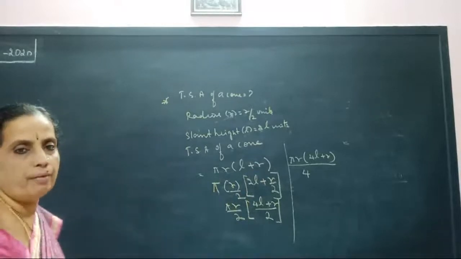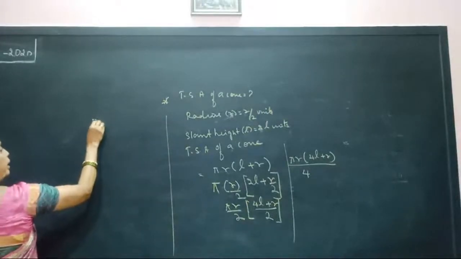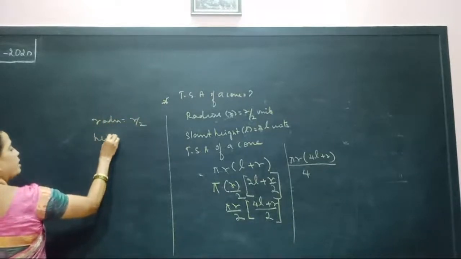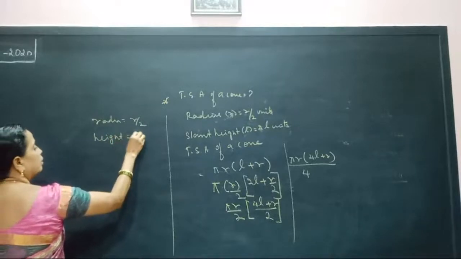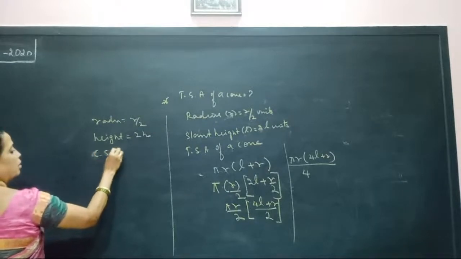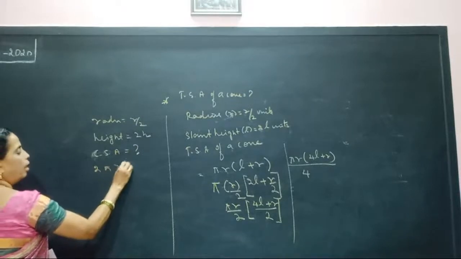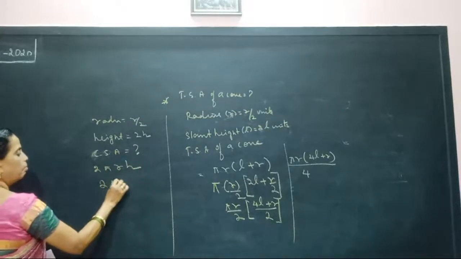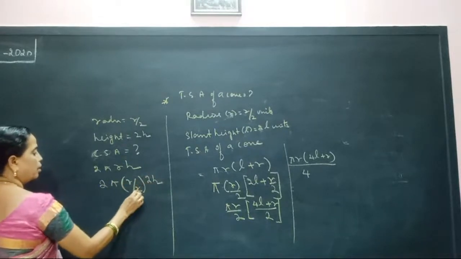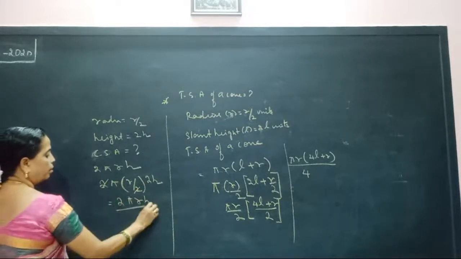Same thing, let us verify for cylinder. That is, when the radius is half, the height is doubled. Curved surface area, how much? That is 2 pi r h. 2 pi r by 2 into 2h. Is there any change? 2 pi rh only.